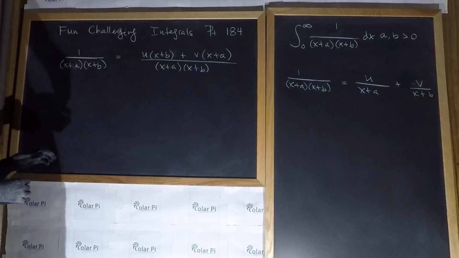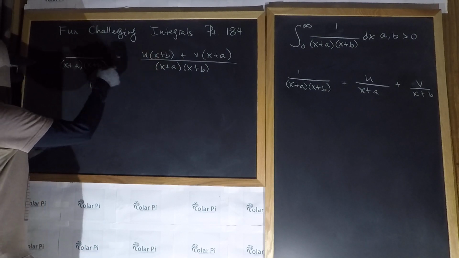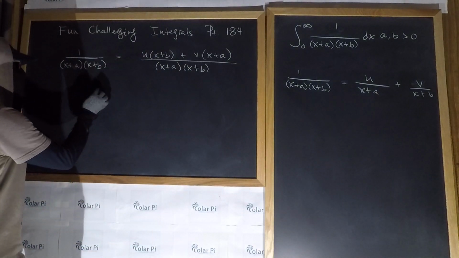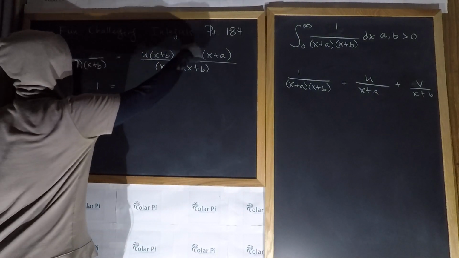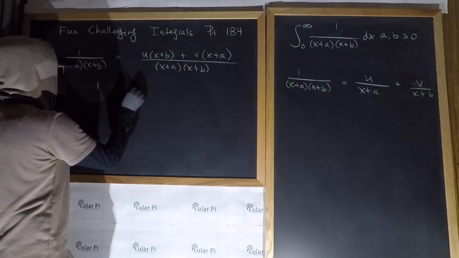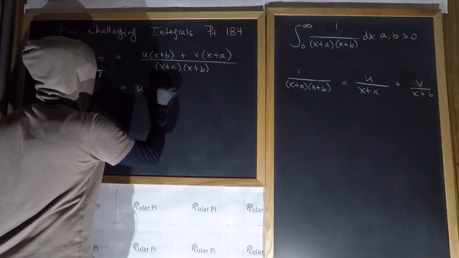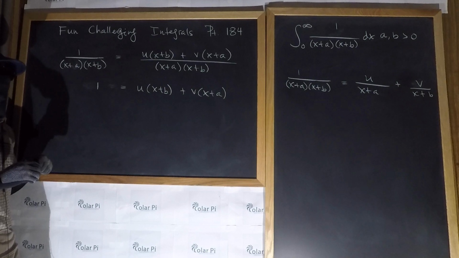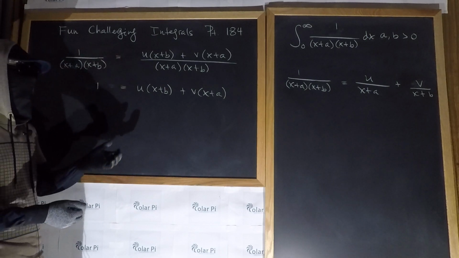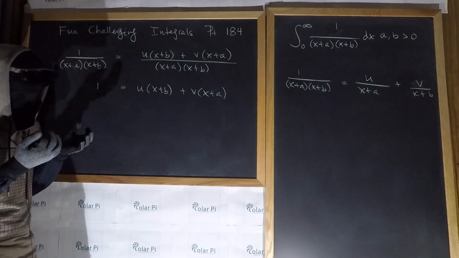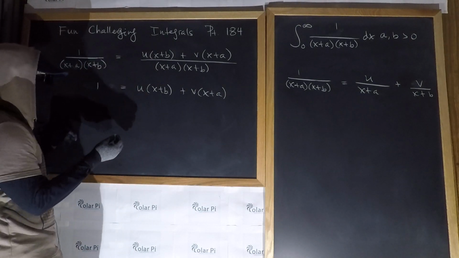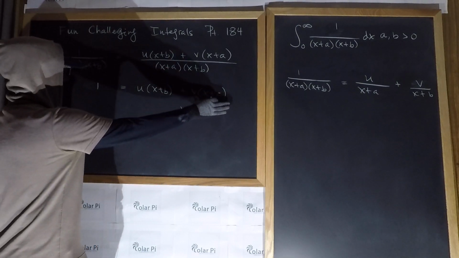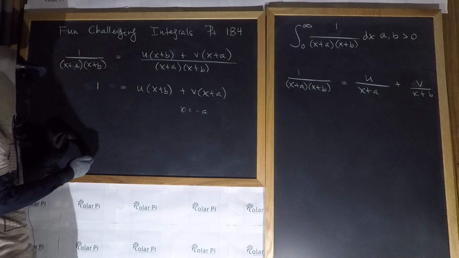Since the denominators are the same, we require that the numerators be the same. So 1 equals u times (x plus b) plus v times (x plus a). The most efficient way to move forward is to make specific choices of x that simplify this equation, because it has to hold true for all x. A good choice is x equals negative a, because that will annihilate this term and allow us to solve for u.